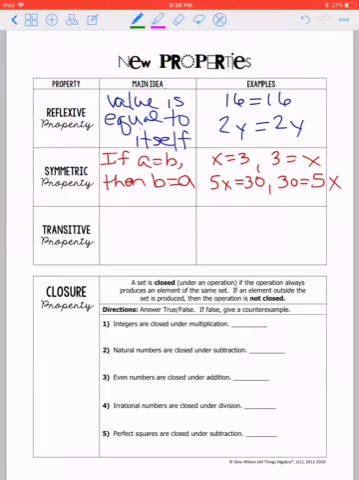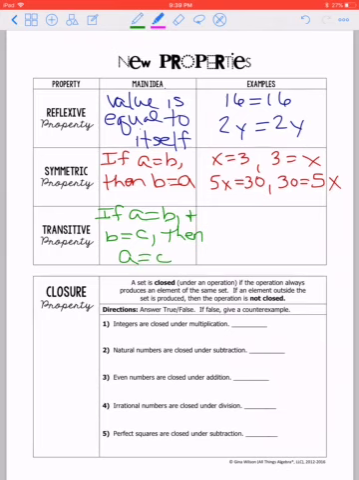All right, and the last one, transitive property. If A equals B, okay, and then B equals C, then what we can say, so if A equals B and B equals C, see how they both have a B? Then we can just take out the B and say that A equals C.